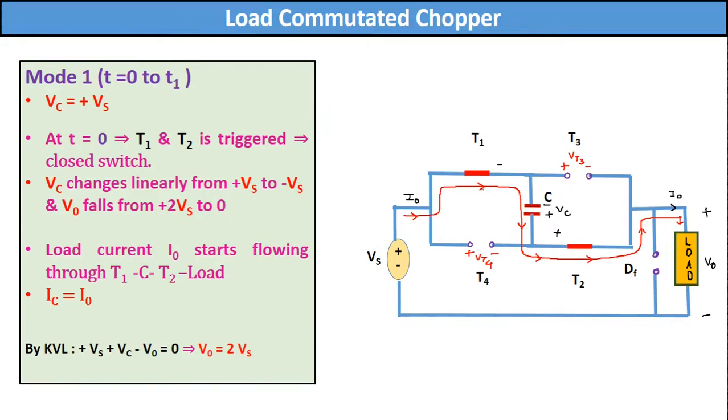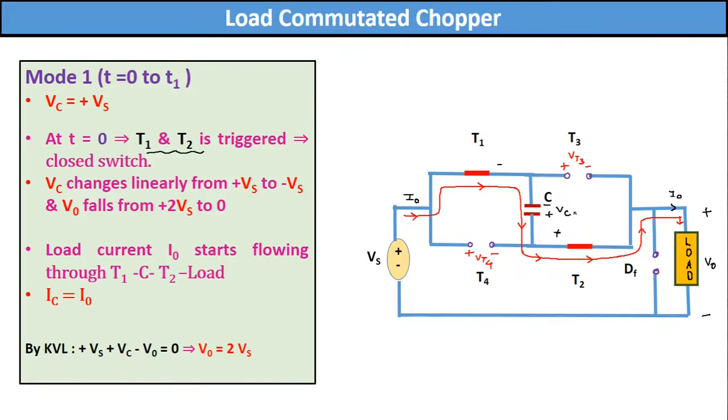Now what happens at time t equal to 0: T1 and T2 thyristors are given a trigger pulse. When these two thyristors are given a trigger pulse, they go into the on condition and start conducting current. That means they will act as closed switches, as you can see in this diagram. Now the load current starts flowing from the source to load through this T1 thyristor, capacitor and T2 thyristor, as you can see with the red arrow line here, as the capacitor is already charged with plus Vs.